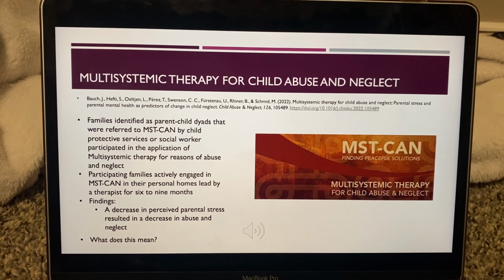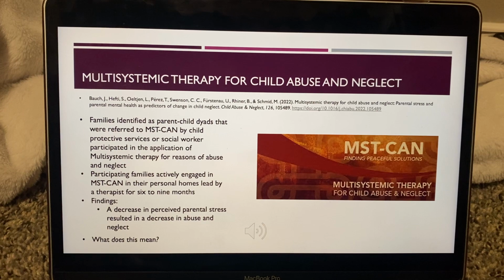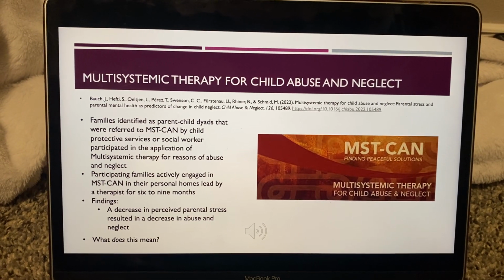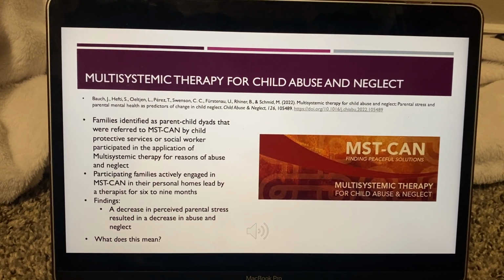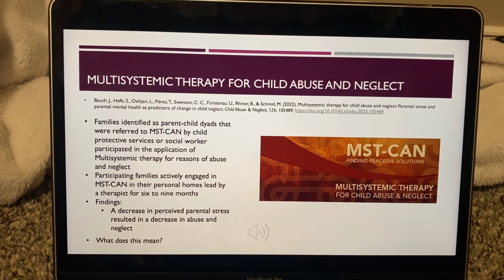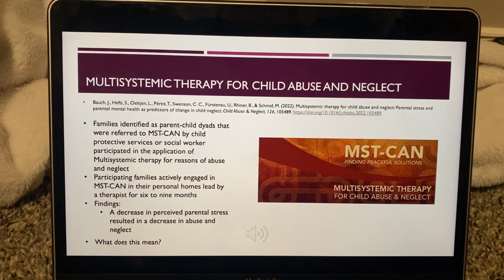So what does this really mean? It means that parents are stressed, and when given therapy, their levels of stress do decrease and the levels of abuse and neglect decrease as well. So as professionals, we should be using multisystemic therapy to assist with parental stress.